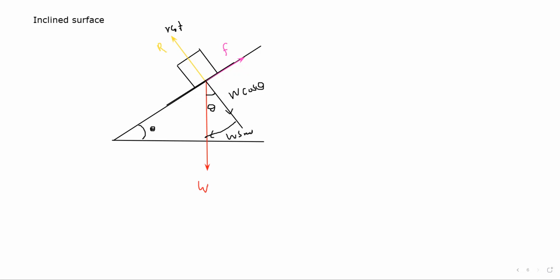As it is at rest, it is not moving. So what does it mean? It means that W cos theta is equal to R, and W sin theta is equal to F.